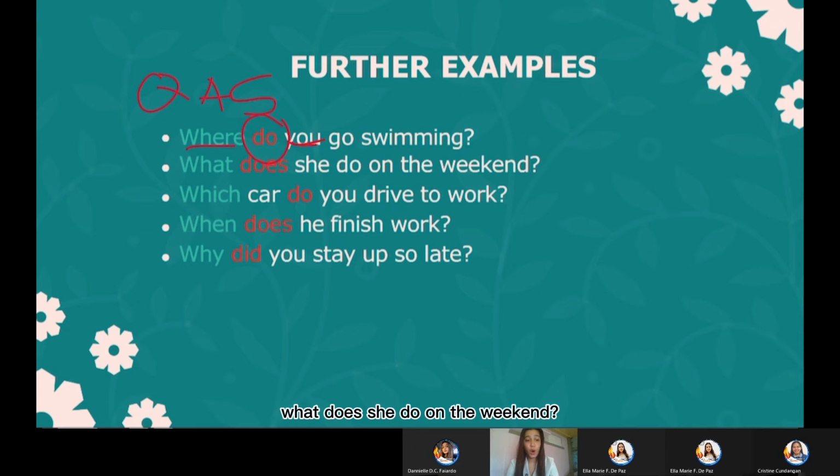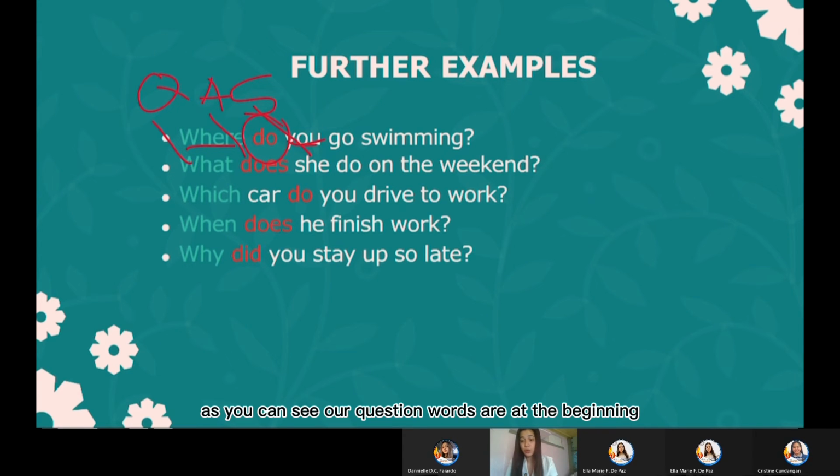What does she do on the weekend? Our question word here is what. Then our auxiliary verb here is does, and then our subject is she. Again, question word, auxiliary verb, and subject. Then the rest of the sentence. Which car do you drive at work? When does he finish work? Why did you stay up so late?